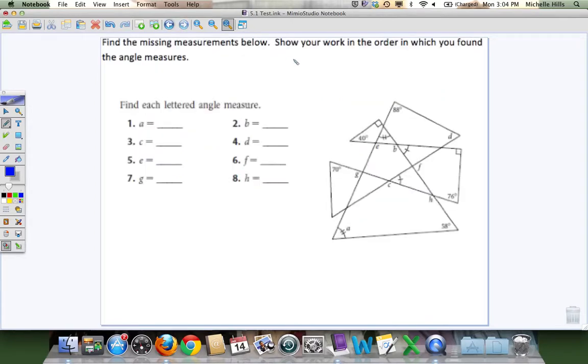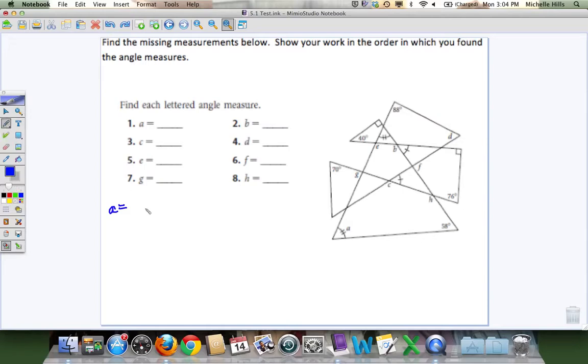Now, you needed to show your work in order on this one. The first angle measure that I found was A, and I did that by looking at this large triangle. I'm going to highlight this very roughly, and then I'm going to get rid of this highlighting. So I'm looking at this triangle. It's an isosceles triangle because this angle and the measure A are congruent, and this is 58 degrees. So I'm going to get rid of that highlighting now.